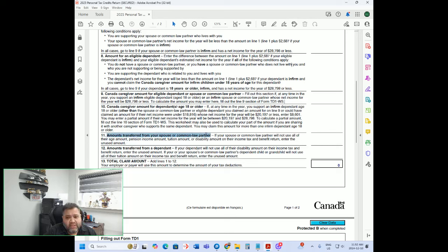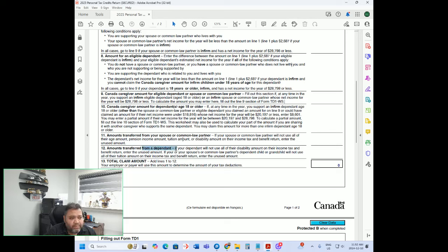Amount transferred from a spouse. So this could be a lot of various amounts. Could be for pension, could be for tuition fees, disability. If your spouse is not using those credits for themselves, they would be able to transfer those over to you, and we would be able to claim those amounts here.